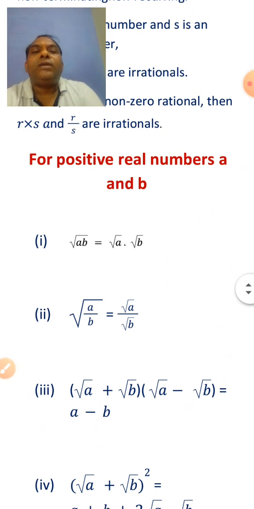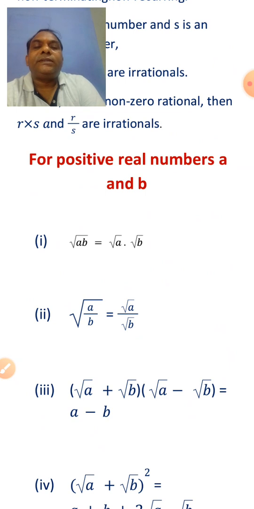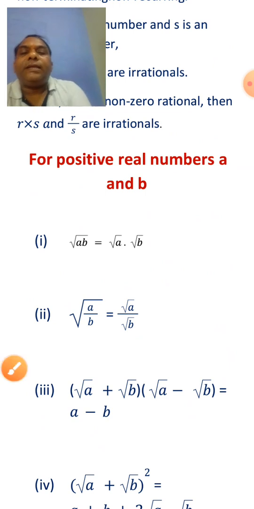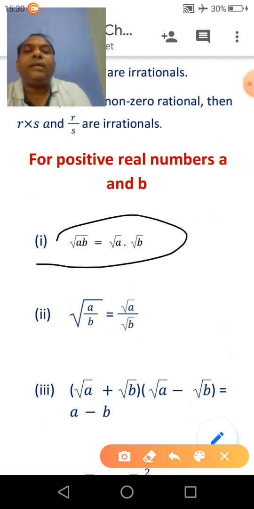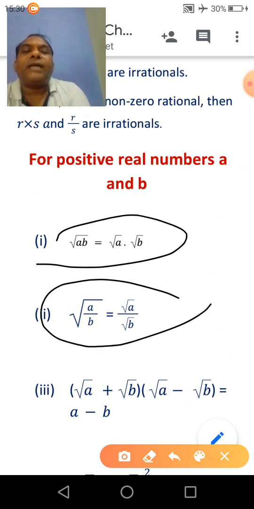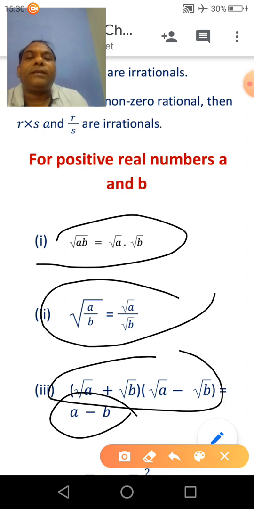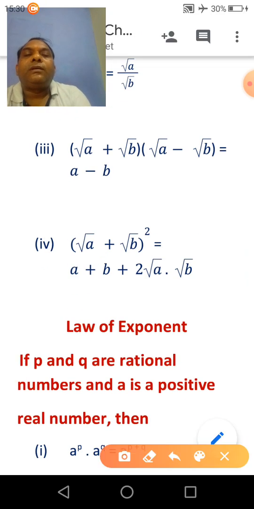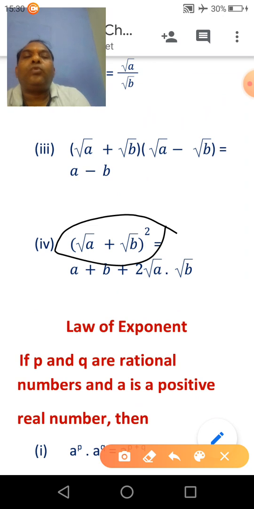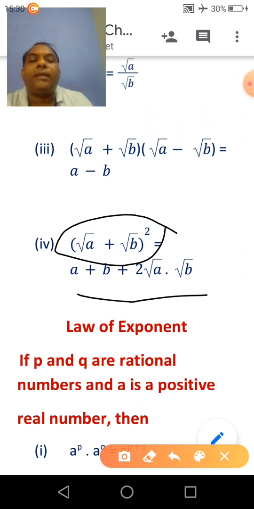For positive real numbers a and b, there are some formulas. Root ab is equal to root a into root b. Root a upon b can be written as root a upon root b. Root a plus b into root a minus b is equal to a minus b. Clear? Root a plus root b whole square will be equal to a plus b plus 2 root a into root b.